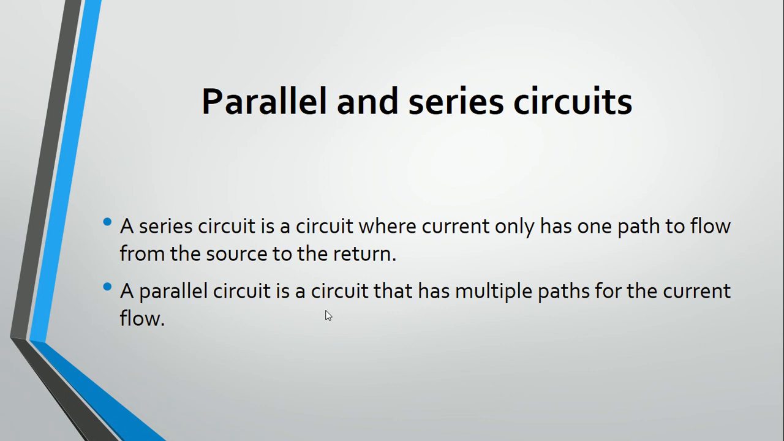Okay, so we have already discussed Fritzing and schematic diagrams. Next, we're going to discuss parallel and series circuits. First, a series circuit is a circuit where current only has one path to flow from the source to the return. A parallel circuit is a circuit that has multiple paths for the current flow.